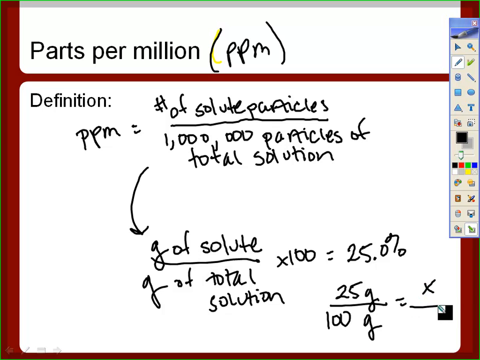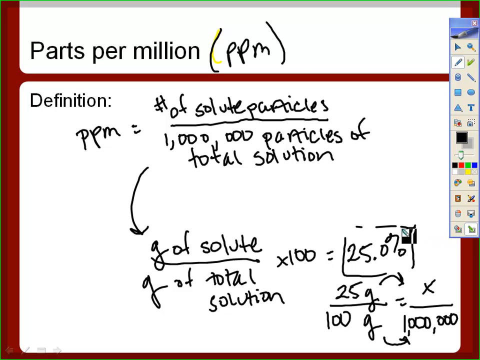So you could find out easily what that would be out of 1 million, and just set up a simple proportion. To get from 100 to a million, you have to obviously multiply by 10,000. So you're going to multiply 25 by 10,000, and you would get 250,000. So the proportion is the same, but these are not usually used for things like a 25% solution. They're used for things that are really, really dilute and very small.